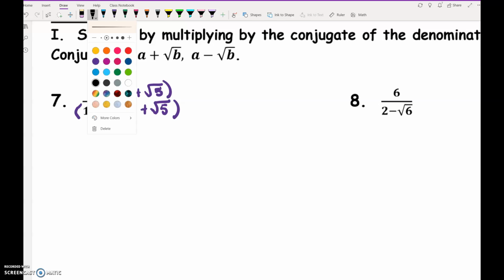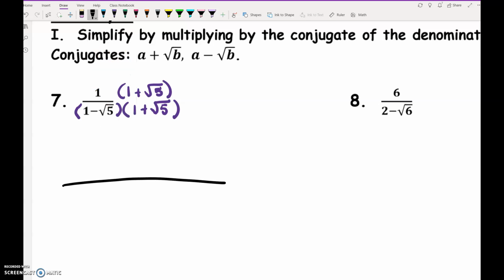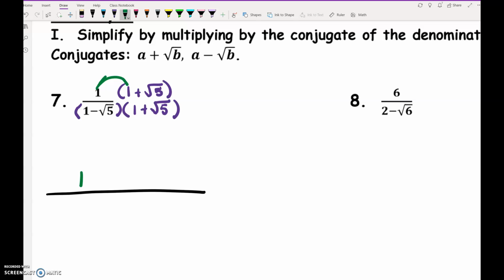Okay, on the top, that wasn't a very straight line. On the top, we need to distribute. So 1 times 1 is 1. And 1 times the square root of 5 is 1 times the square root of 5. Do you have to write the 1 in front? No. If it was a 2, you would absolutely need to write that in front. But because it's a 1, you don't really have to write it in front.